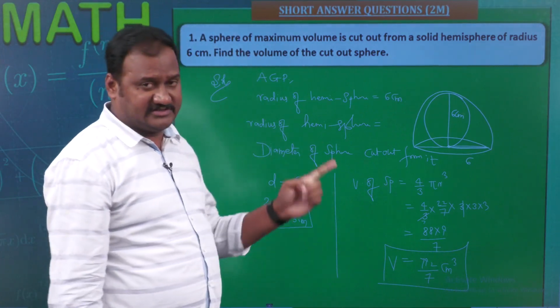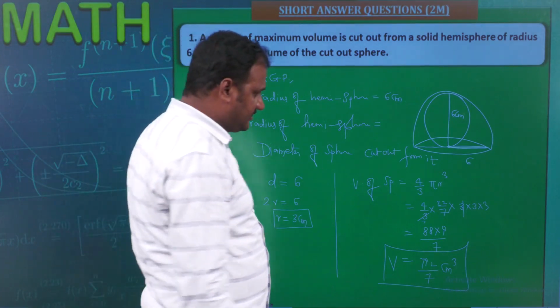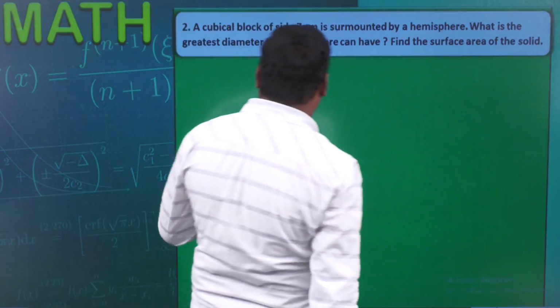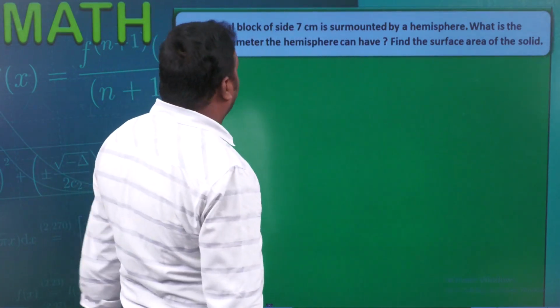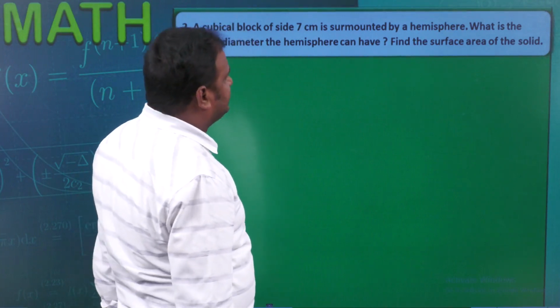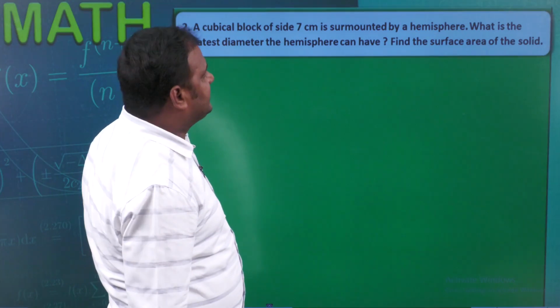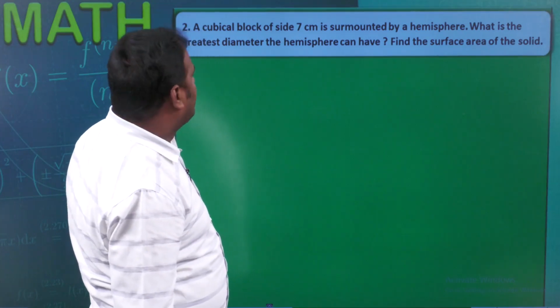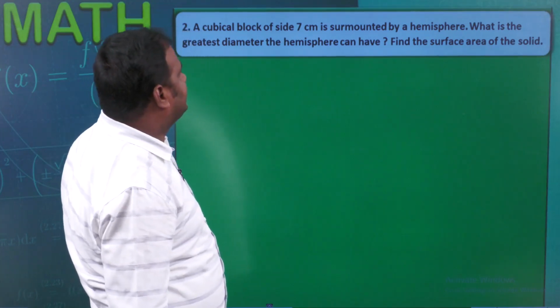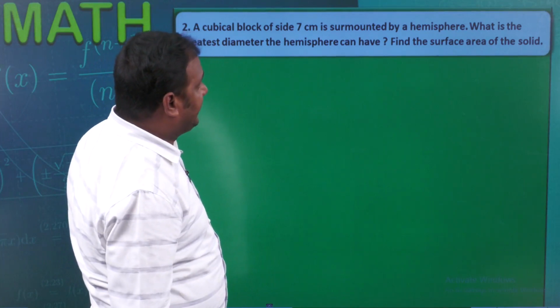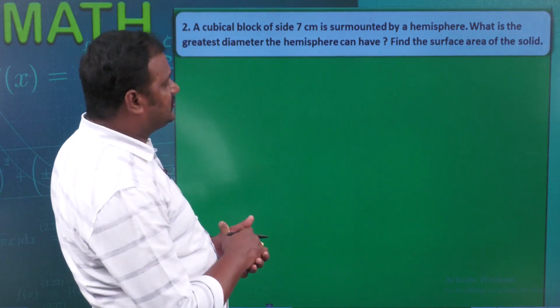Did you understand how to answer the problem? Right. Coming to the next problem here. A cuboidal block of side 7 centimeters is surmounted by a hemisphere. What is the greatest diameter the hemisphere can have? Find the surface area of the solid.